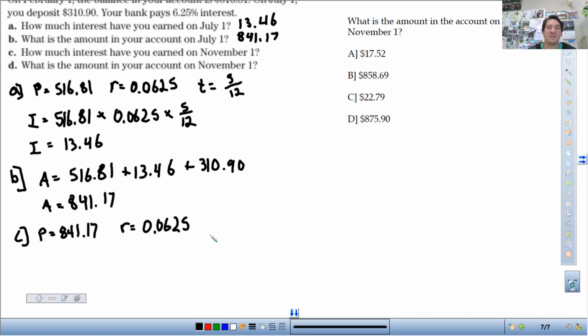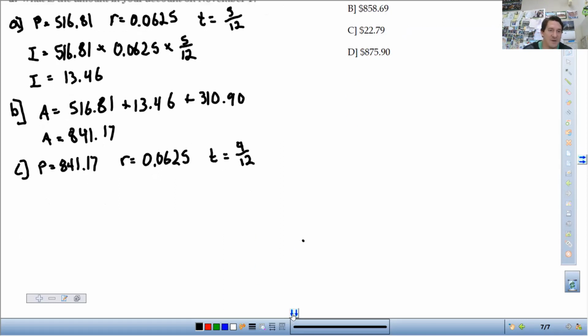But then we're going from July to November 1st. So July, August, September, November. No, I made a mistake there. July, August, September, October, November. 4 months. I forgot October. My bad. So 4 months. So it goes 4 out of 12 months is the time frame here.